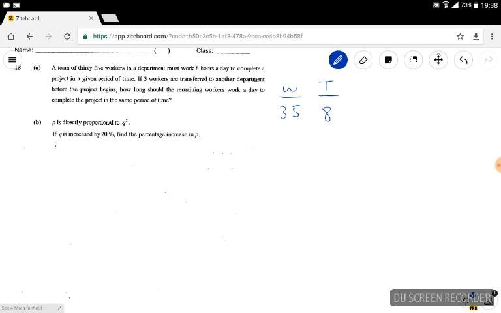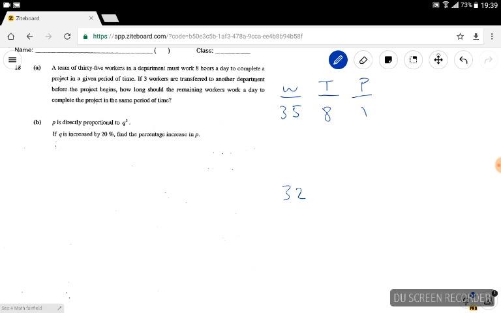So 35 workers work 8 hours a day to complete one project. If 3 workers are transferred, you're left with 32. How long should the remaining workers work a day? So we're going to find how many hours. Instead of using direct or inverse proportion, you can just work it out this way. I think it's easier, because my target is 32. So how to reach 32?